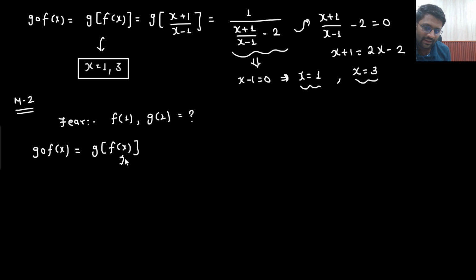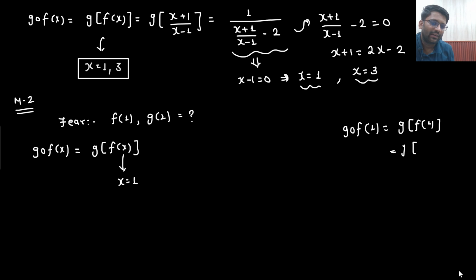So here I will say that if x equals 1, from here only I get to know that there is a concern. What I mean to say is that if I put x equals 1 here, then I get g of f of 1. And what is f of 1? You know that f of 1 is undefined. So anything undefined inside will also make this undefined. Are you able to understand this point?